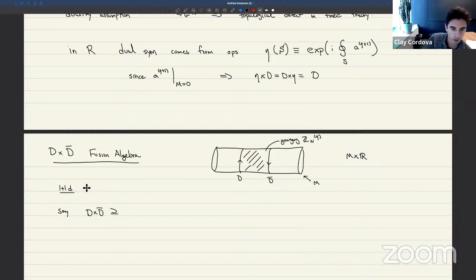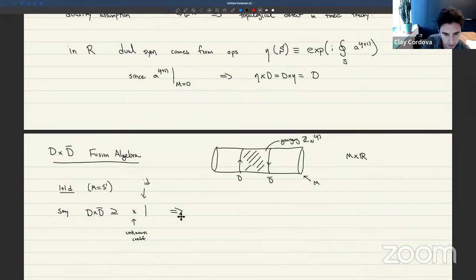Okay, so let's go back to the 1 plus 1D case. So we're looking at the fusion of D and D bar. Now let's imagine that this fusion contains the identity. In this case, in 1 plus 1D, that means M is a circle. So this picture is literally accurate. And let's imagine that the fusion of D and D bar contains the identity line with some unknown coefficient. We're going to try to fix that coefficient.